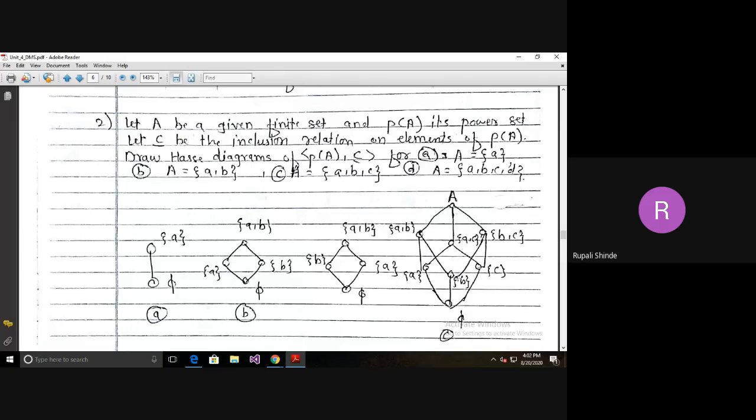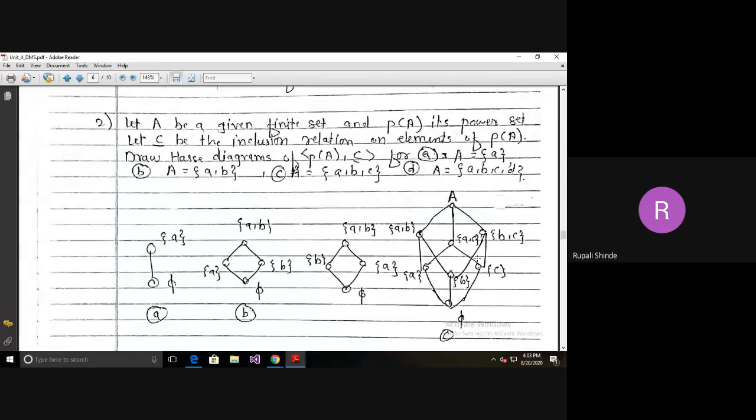Likewise for set B, comma, C, set B and set C are the subsets. So we can draw a direct line to set B, comma, C from set B and set C. Likewise for set A, comma, C, set A and set C are the subsets, so we have placed a direct line here.